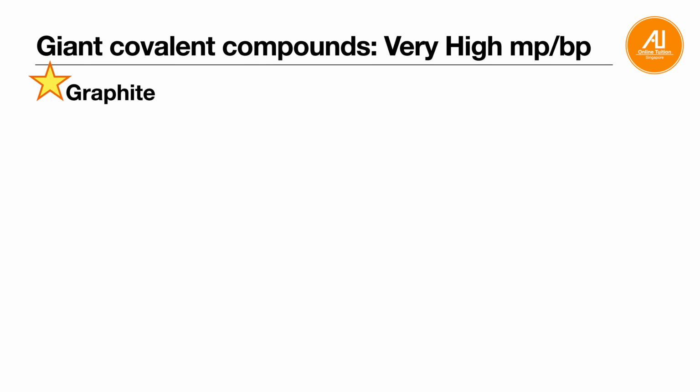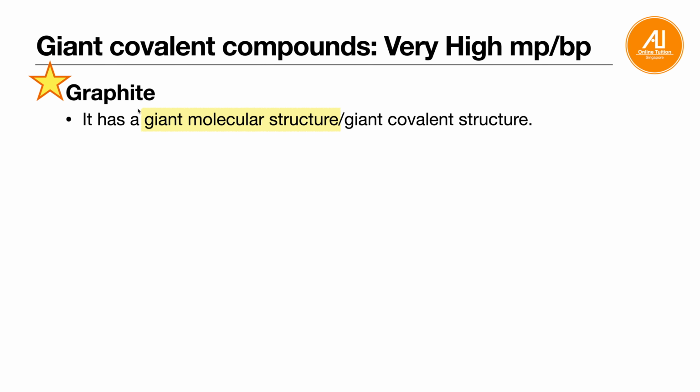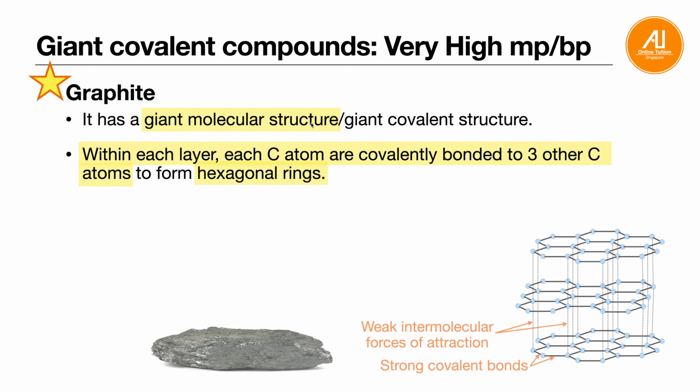Next one, what about graphite? It has a giant molecular structure as well. Within each layer, each carbon atom is covalently bonded to 3 other carbon atoms. Let's take a look at these carbon atoms. One carbon atom is covalently bonded 1, 2, and 3.